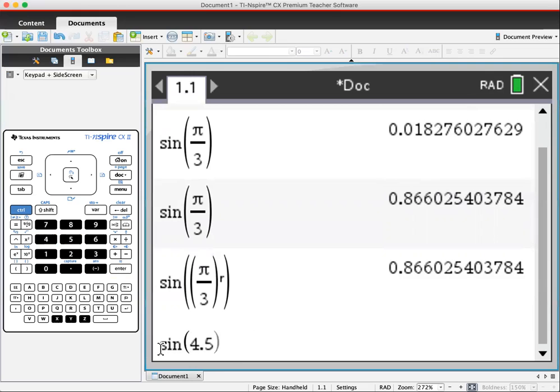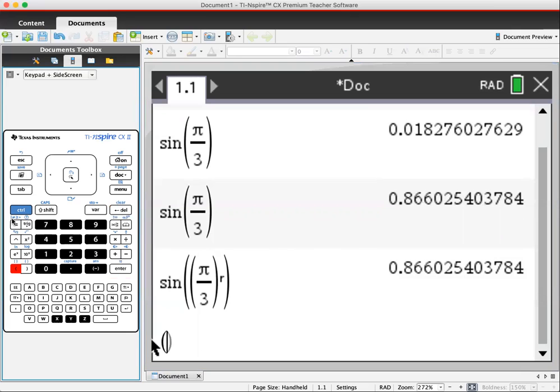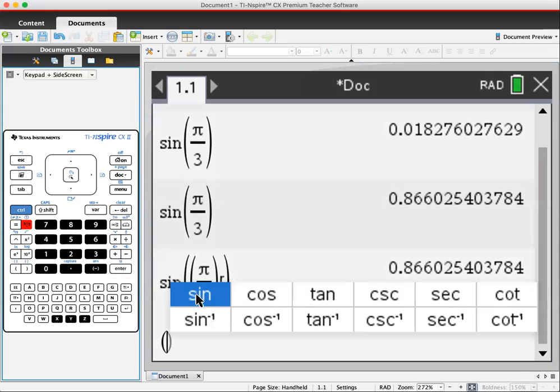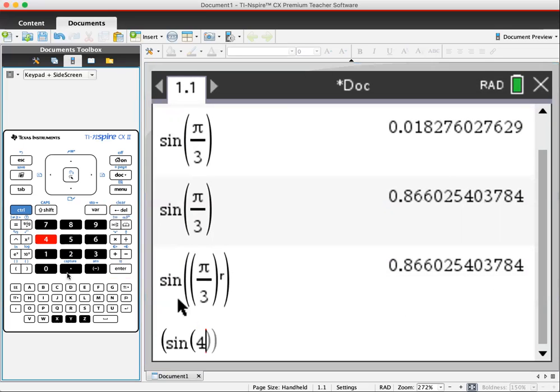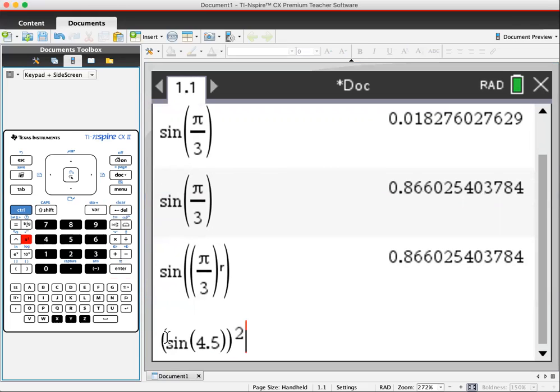And if we want to square that, we should probably do the whole thing in parentheses. Let me start again. So I'm going to enter an outer set of parentheses. Then I'm going to hit trig sine 4.5. And then I want to square the whole function, so you can do x squared there. That'll be sine of 4.5 squared. Okay, and if we hit enter, that would actually do that computation.